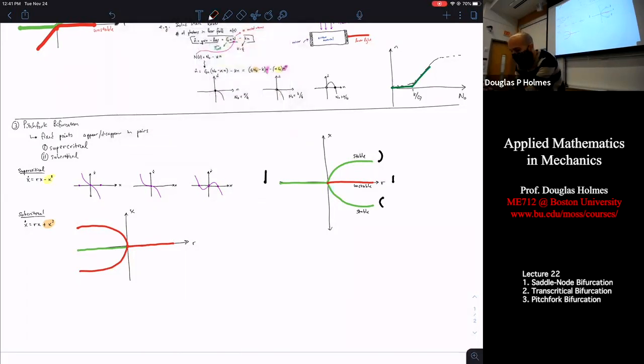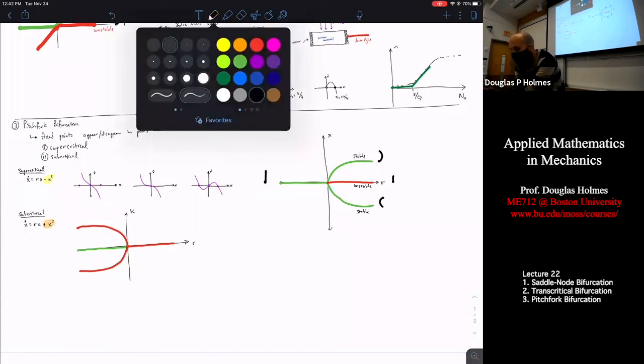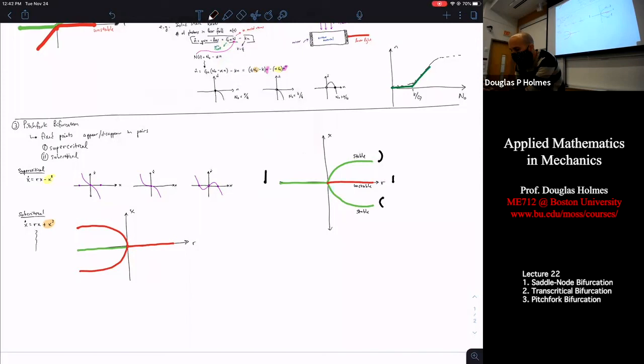What does that mean? It means that in reality, our system is going to have the appearance of a term, for instance, like Rx plus x cubed minus x to the fifth.